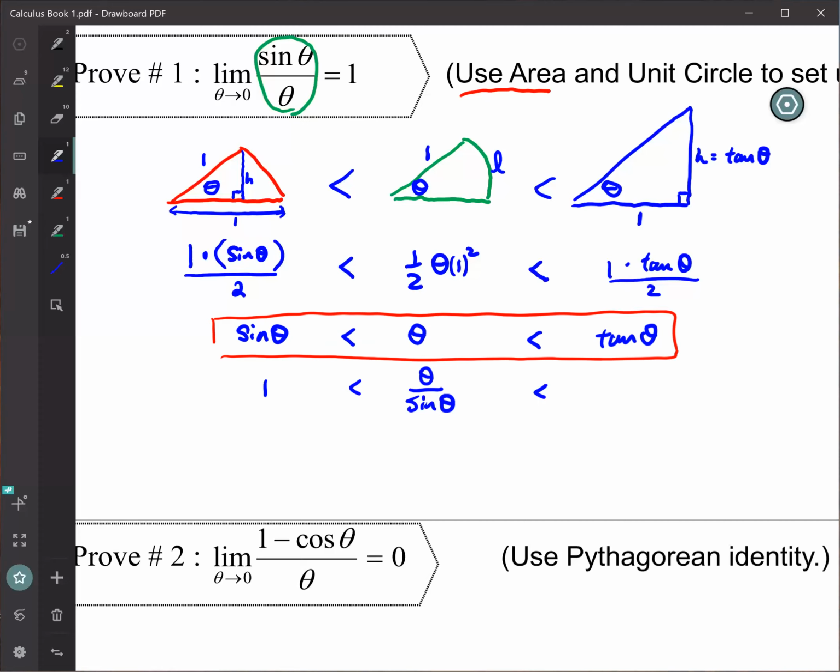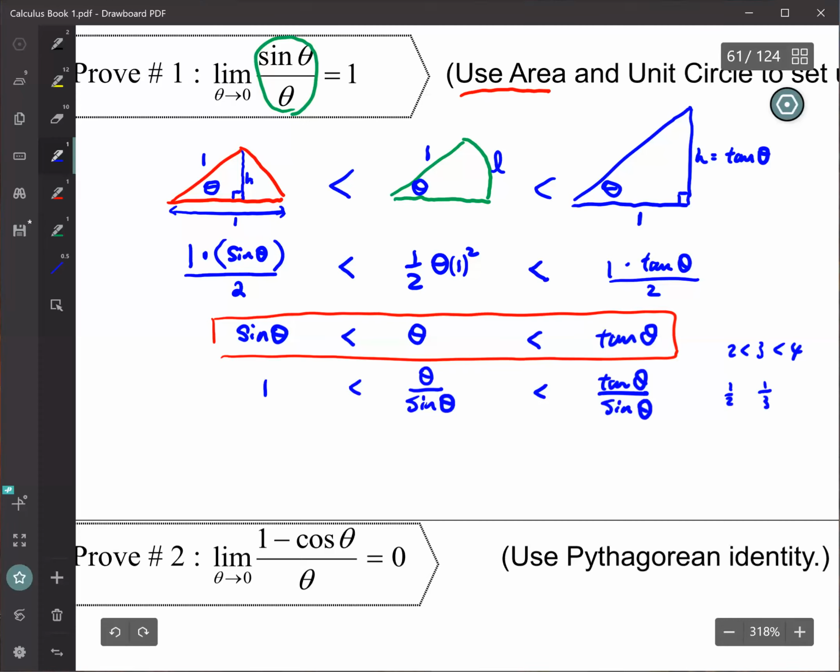Tan theta over sine theta. Okay, and then now the middle part is kind of like flip over, right? So what we can do is I can do reciprocal, right? Just like if you have 2 less than 3 less than 4, I can reciprocal the middle, but at the same time, I need to reciprocal the other side and then the other side, right? Everything reciprocal.